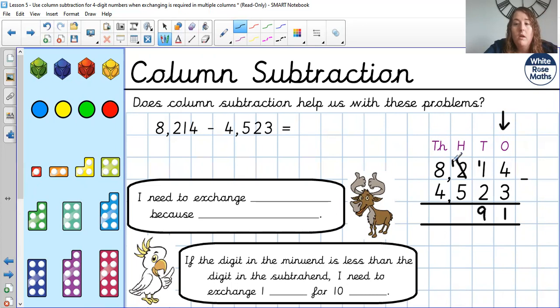Okay, I've then got 1 take away 5, and I can't do that either. So I'm going to cross out my 8 in my thousands, leave 7, and pop my 1 again next to that other 1 up there. So I've now got 11 take away 5, which is 6, and 7 take away 4, which is 3. So my answer here was 3,691. Well done if you did that by yourself, and you got the same answer as well.